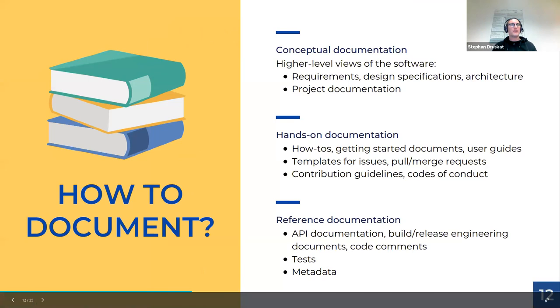And these are conceptual documentation, which usually represents higher level views of the software. And this includes project documentation, design specification, etc. There is hands-on documentation, which includes user guides, tutorials, and templates for things such as issues or pull requests. And hands-on documentation enables people to do something with your software. And reference documentation is, I guess, the genre of documentation developers think mostly about, and that's API docs, code comments. This may include tests and metadata as well. And this type of documentation basically answers the questions what has been done, and how and why something has been done in the software.